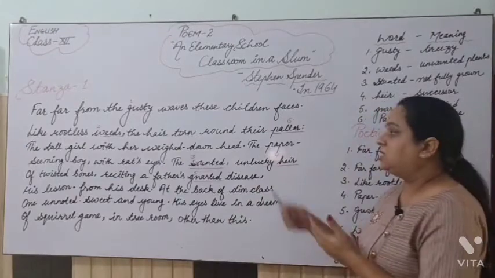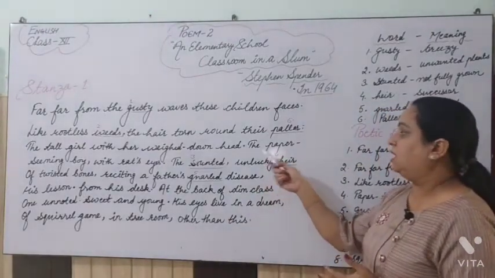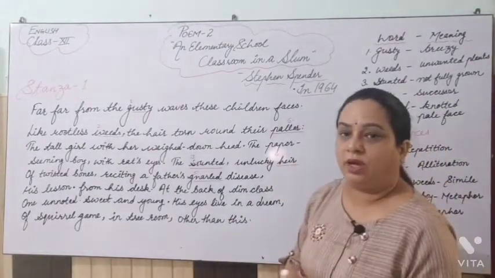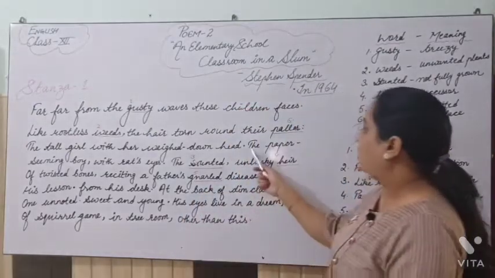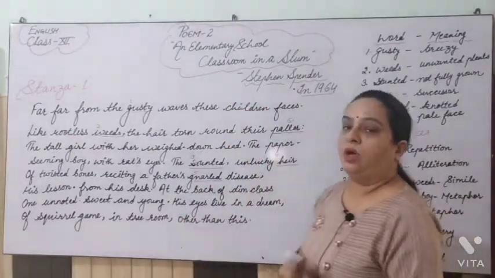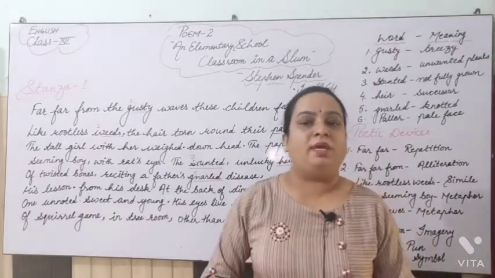And next, the poet is telling about another boy who is a student of that class, and he is comparing the boy, the paper-seeming boy. The paper-seeming boy means what?